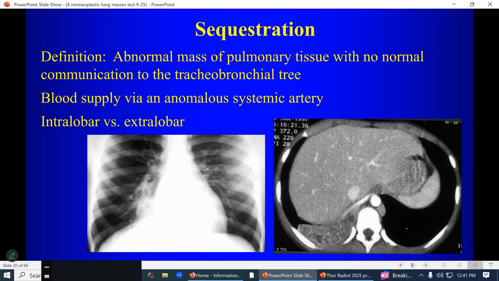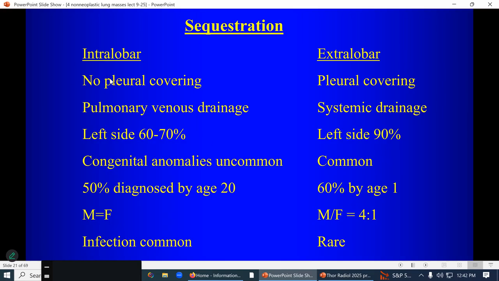So what is it sequestered from? It's really sequestered from the tracheobronchial tree. It has no normal communication with the tracheobronchial tree, but we recognize it by a systemic arterial supply to this abnormal lung tissue. That's how we recognize the sequestration. The pleural covering is what differentiates intralobar from extralobar. We talked about the venous drainage. Both are more common on the left side.